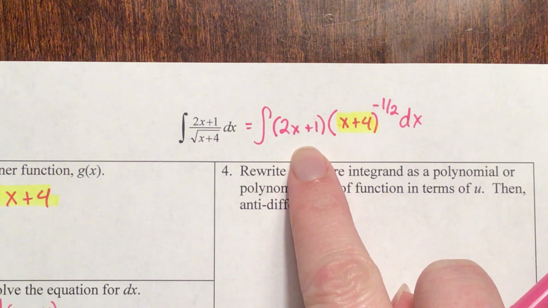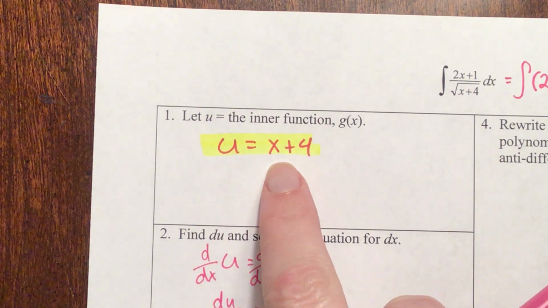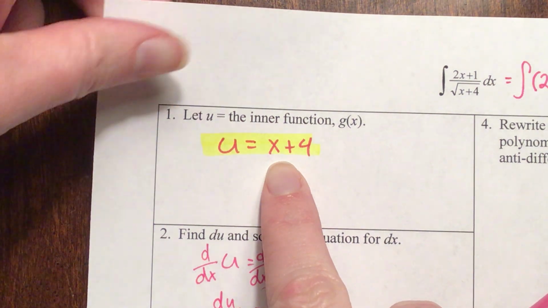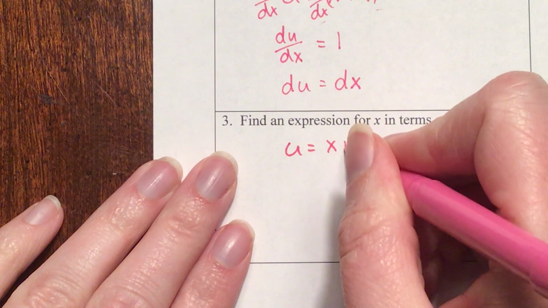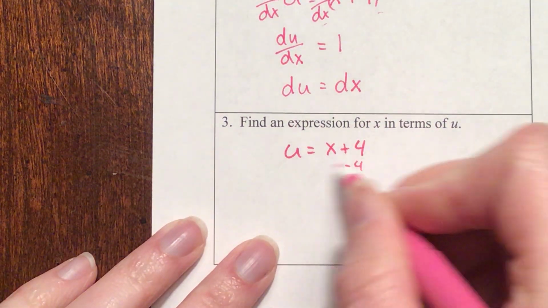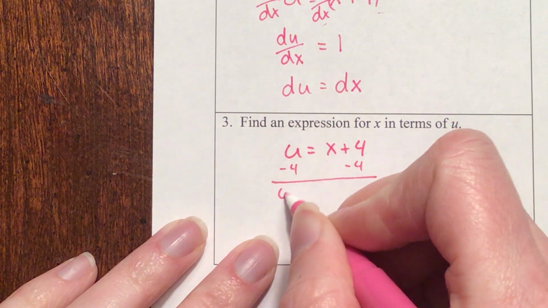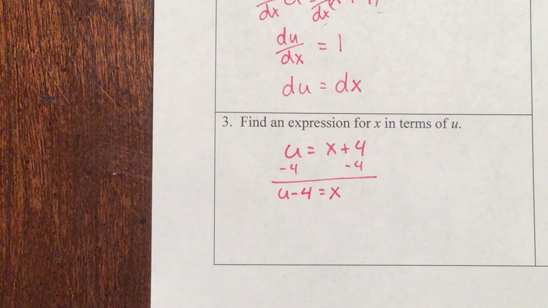So we're going to take something that doesn't have dx's or du's. We're going to take this little guy and solve it to get x by itself, so we can substitute away something instead of the x. Okay, u equals x plus 4. Solve that, and we get u minus 4 equals x.